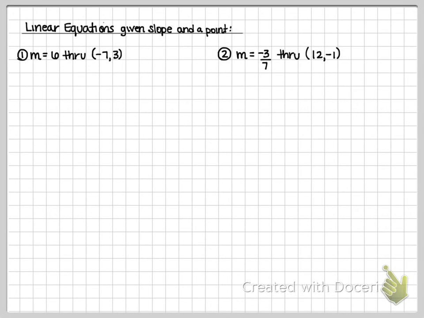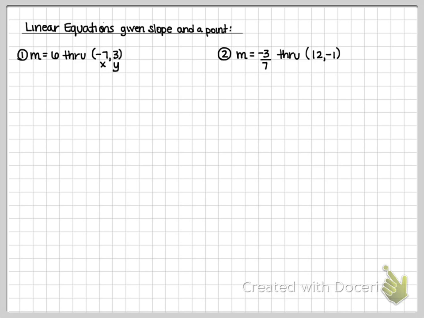Writing linear equations given the slope and a point. Now there are multiple ways to do this. This is one way to do this. So I'm going to go ahead and identify everything that I have. If I take a look at the first example, I'm already given that m is equal to 6. I'm going to go ahead and identify my point as my x and my y.